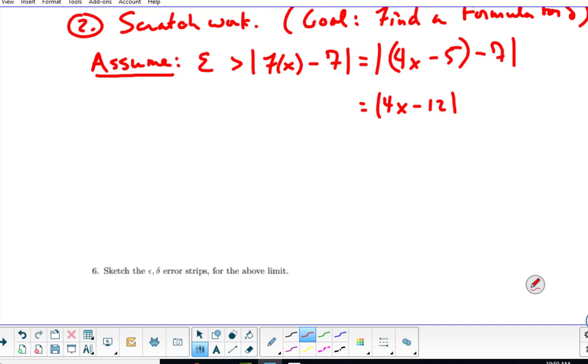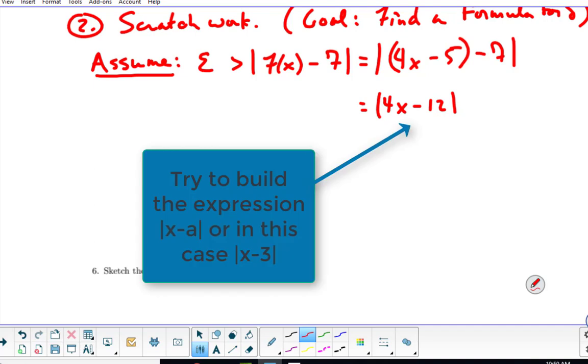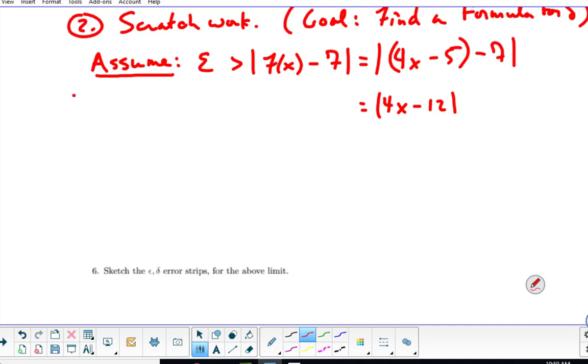Oftentimes, these epsilon delta proofs require ingenuity. You've got to come up with something very clever to get through them. For these linear ones, and this is the type of proof that I'm going to ask you to do, it always works this same way. So always what I'm going to try to do is build the expression x minus a out of this. So I'm trying to build the expression x minus a.